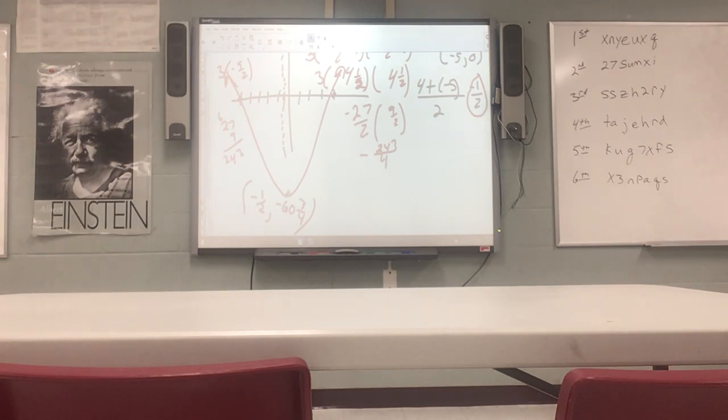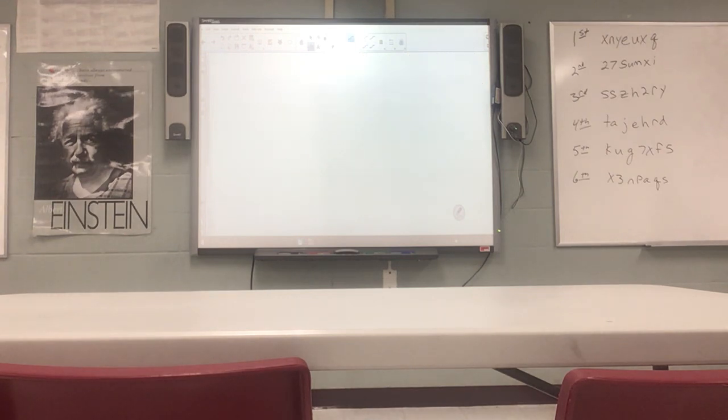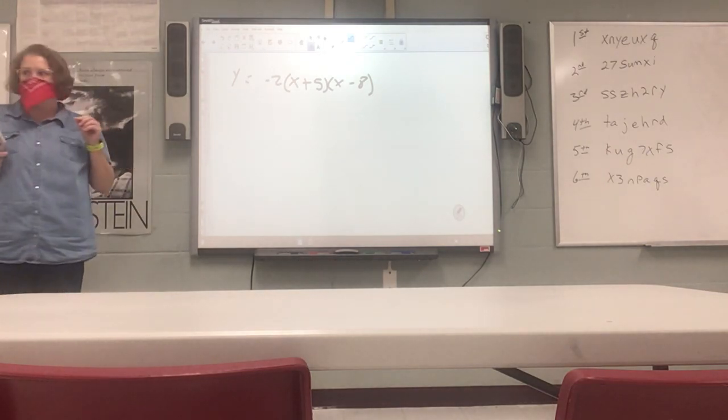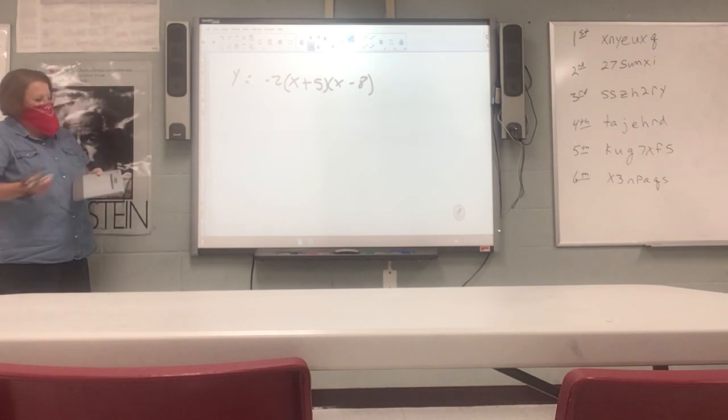Okay, so the last couple of things I wanna look at is going from one form to the other. Like if I give you one form, converting it to the other, it's not very difficult, we'll look at it. Let's say I have y equals -2 times x plus 5 times x minus 8. Okay, so first, the directions say to write it in standard form. So here's my first question for you. What form is that in now? Intercept. Very good, it's intercept form and they want us to write it in standard form.